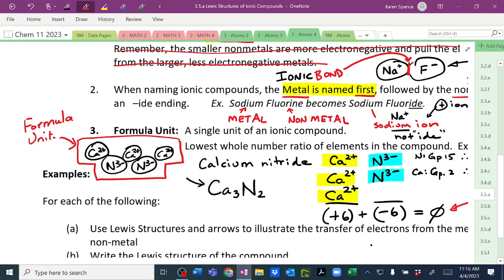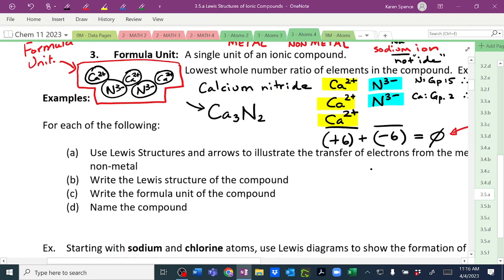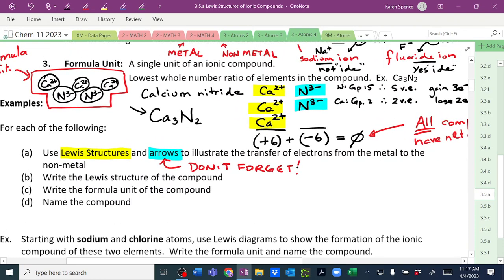So that is like a little preview of all the concepts that go here, but now we are going to use Lewis structures and we are going to use arrows. Many people forget the arrows, so don't forget the arrows. And we're going to illustrate the transfer of electrons from the metal to the non-metal.